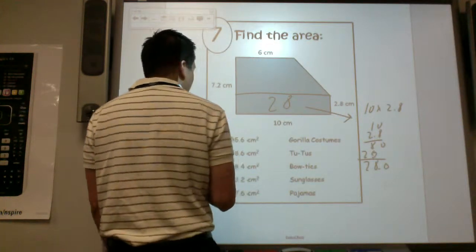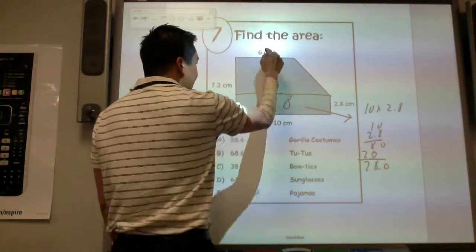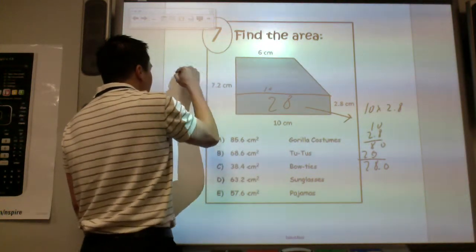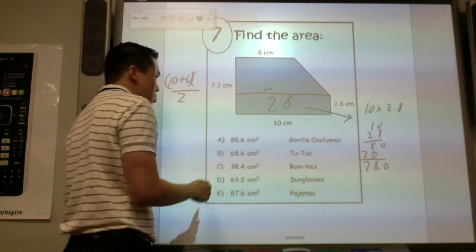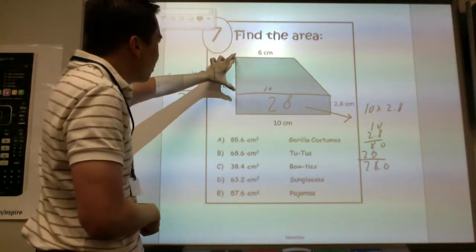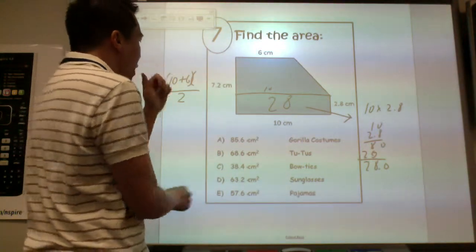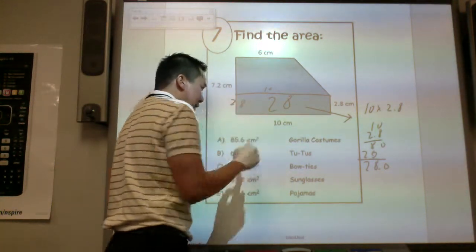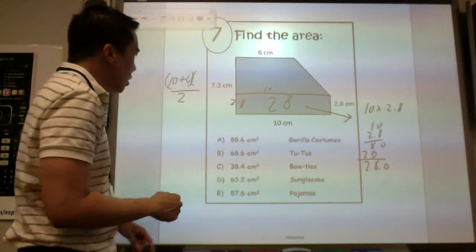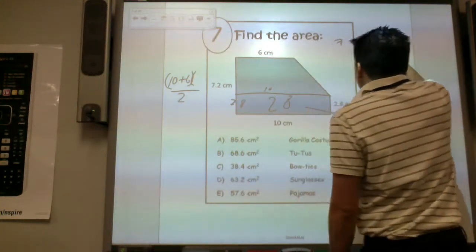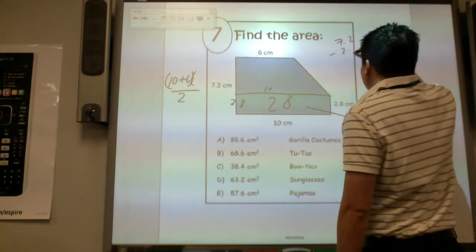The area of a trapezoid, you add up the two bases. This is 10 and 6. And you multiply it by its height. And then we divide by 2. What is the height from here to here? Well, this is 2.8 right here. So what is the height of this? Oh, let's subtract it. 7 and 2 tenths minus 2 and 8 tenths.